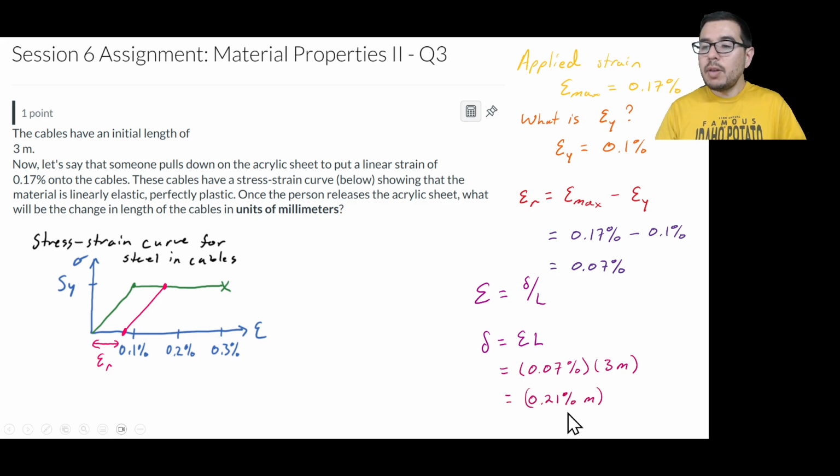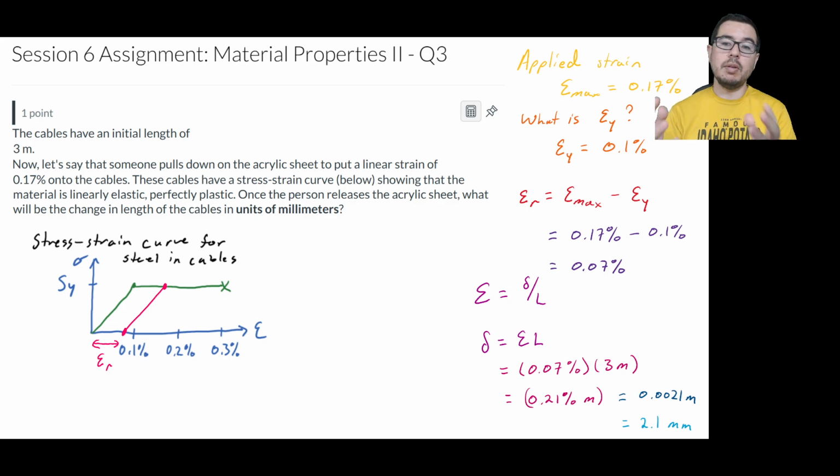And I write it kind of weird. I don't think you would see this normally, but 3 times 7 is 21, right? So this is now 0.21 percent meters. That's not a real unit. So I better move the decimal place over to the left a couple times. So I get 0.0021 meters, but we want the answer in units of millimeters. So we know that there are 1,000 millimeters in a meter, and so we multiply by 1,000 and we get 2.1 millimeters.